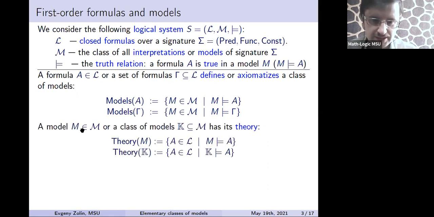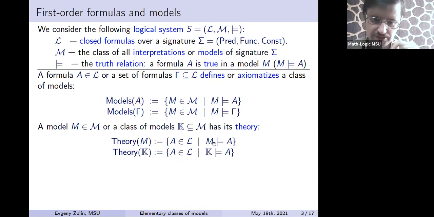Dually, any model has its theory. If we take one model, we can consider all formulas that are true in this model. And if we have a class of models K, we can consider all formulas that are true in all models from K. This notation means that A is true in every M from K.